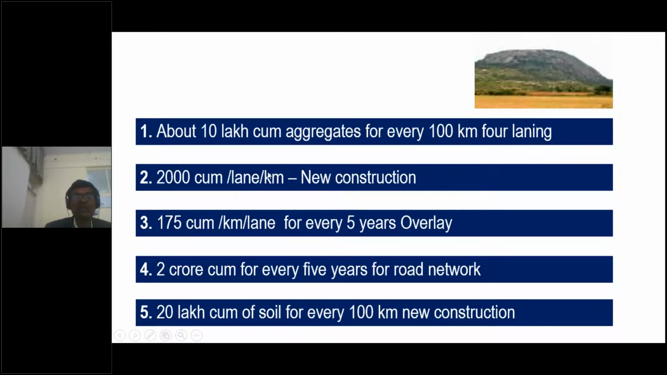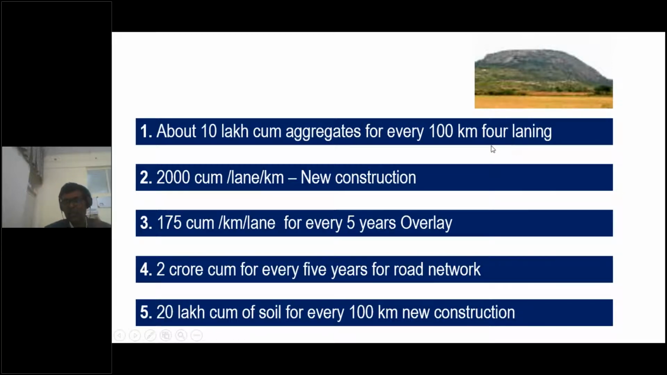2000 cubic meters per lane per kilometer of new construction, and 175 cubic meters per kilometer per lane for every 5 years. This is for maintenance. Every 4, 5, 6 years we do an overlay, a thin layer. For that we need so many cubic meters. Approximately we need about 2 crore cubic meters for every 5 years for the huge road network we have. You take only this 10 lakh cubic meters for every 100 kilometers of 4-laning.